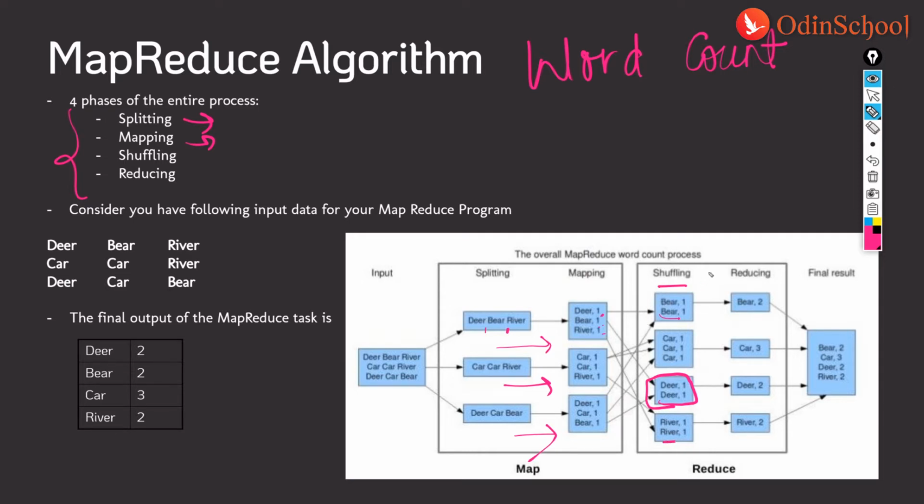Finally, the reduce function performs the aggregation, where similar keys are clubbed together and an aggregate function is applied. In this case, we apply the sum function on the values. So for bear, 1 plus 1 is 2; for car, 1 plus 1 plus 1 is 3; for deer, 1 plus 1 equals 2; and river again has a value of 2. This is our output, which we write to an HDFS file. So this is the classic word count problem which we are going to solve.